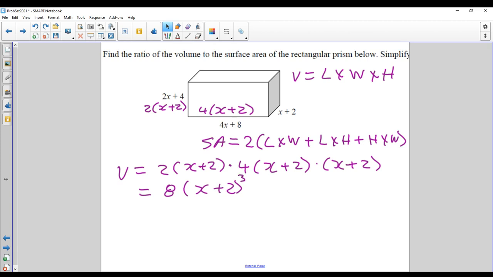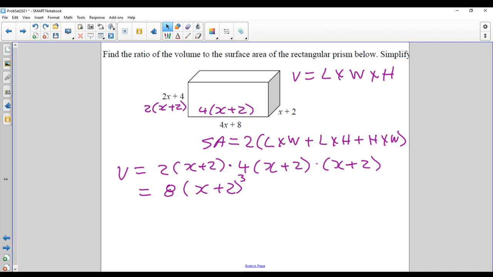Does that make sense? I have the x plus 2 times the x plus 2 times the x plus 2. That's really x plus 2 to the power of 3, just like Ashton just said. The 4 times 2 gives us 8. So we have something for volume. Volume is covered.